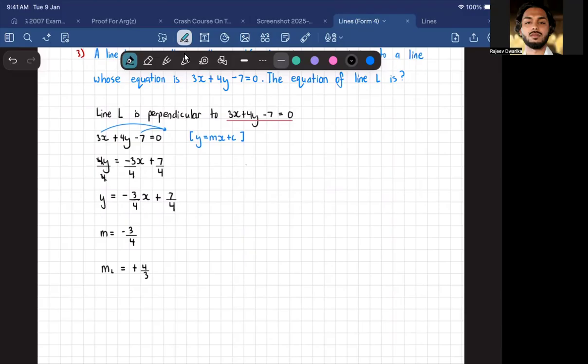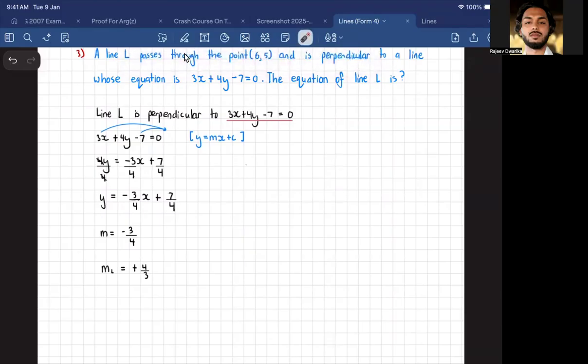But anyways, let me continue. So do you understand how we got the gradient from 3x plus 4y minus 7 equals 0? Yes. Okay, nice. I didn't call on Chelsea. Chelsea, you okay? You good?